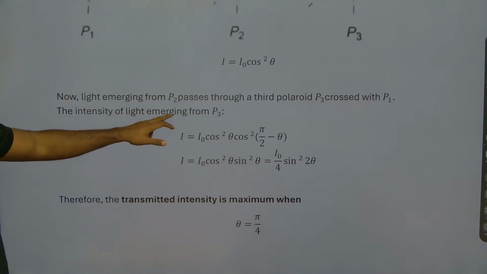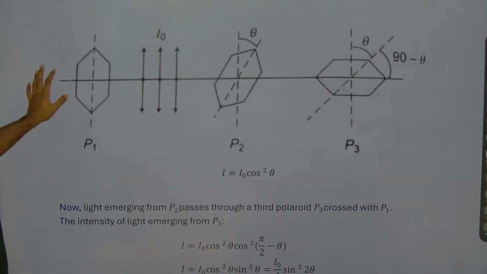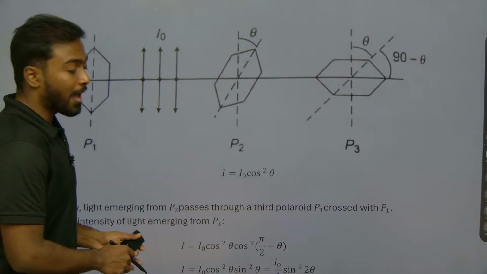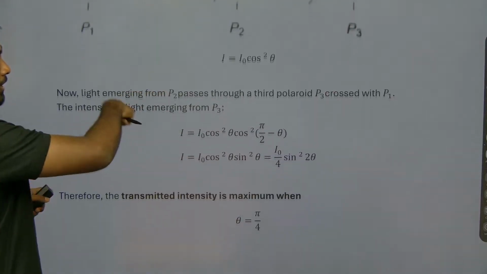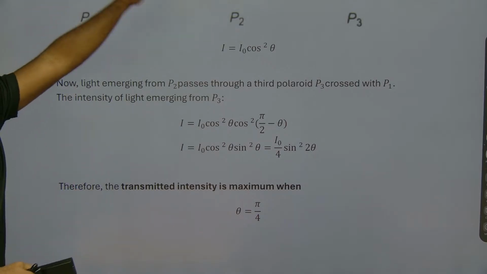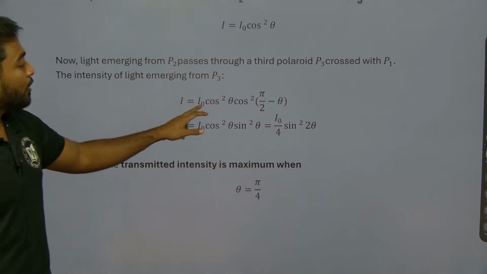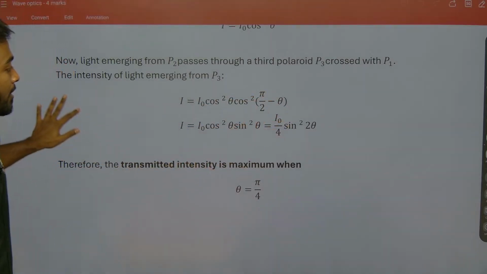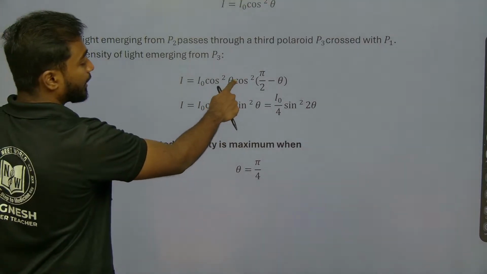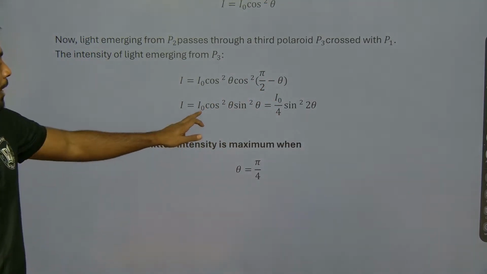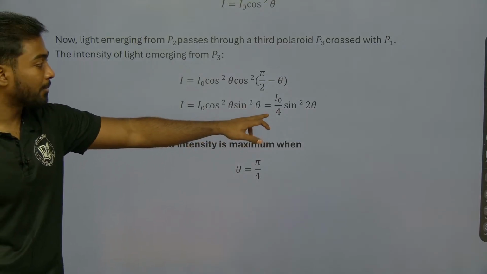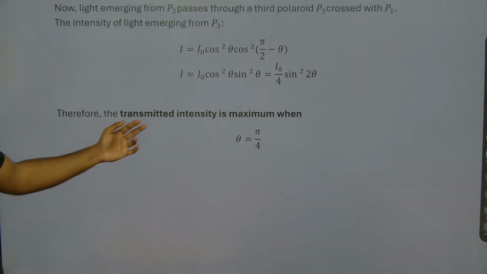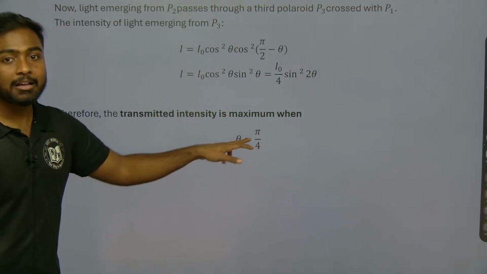The intensity of light emerging from P3 will be as follows. From P1 to P2 it is I naught cos square theta. Considering P1 and P3, it is I naught cos square theta into cos square of pi by 2 minus theta. Expanding, I equals I naught cos square theta sin square theta, which is I naught by 4 sin square 2 theta. Therefore the transmitted intensity is maximum when theta equals pi by 4.